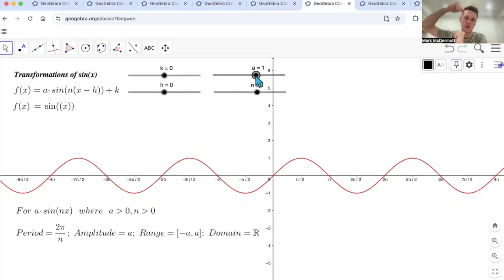Now, from the x-axis, sort of pulling it in this direction, yeah? That's why it's from the x-axis. All right, let's put A back to 1. Let's change the next thing, which is n.